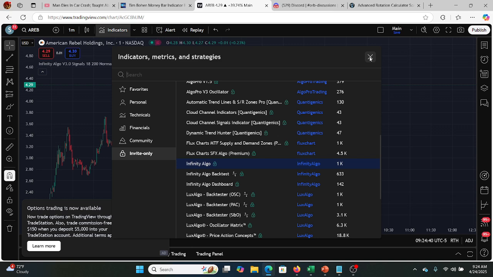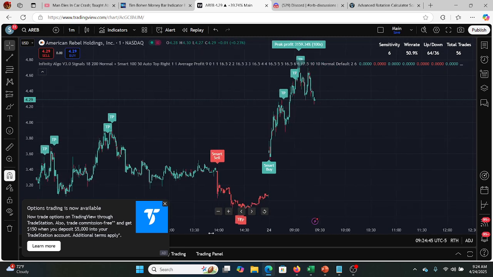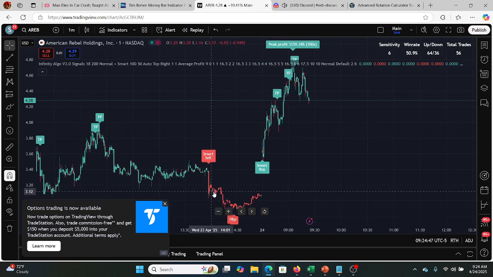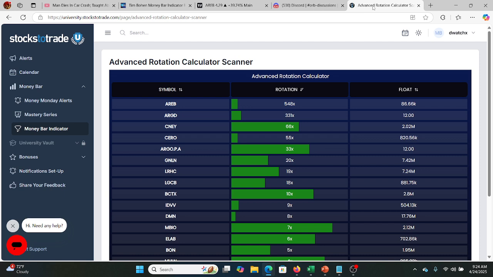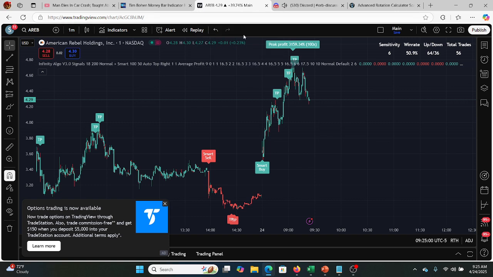Because what you want to do is look at the high float rotation. Yeah, look at the smart buy. So this could be something that you really want to think about. If you're seeing the float rotating like mad, like you are now on the thing right here, and it's been doing this for a day or so already, and you start to see a buy sign on something like Infinity Algo or your own technical analysis, that's going to be a solid buy, right? You're going to see a nice trade there. So that's just one way that I've been looking at using Tim Bowen's money bar indicator.